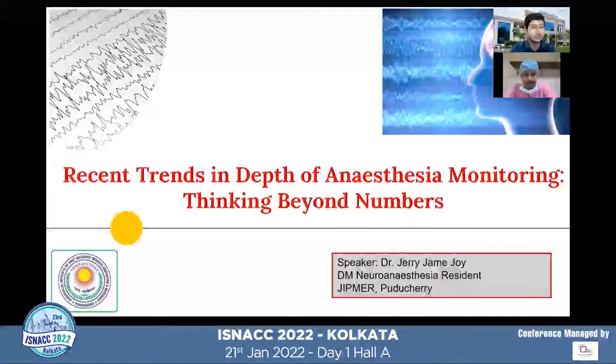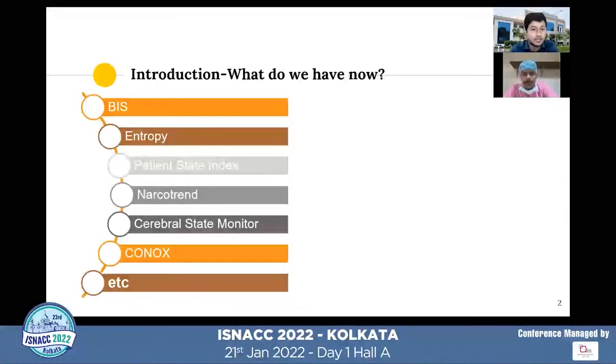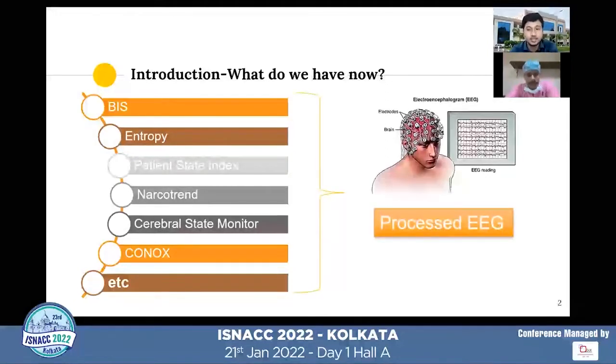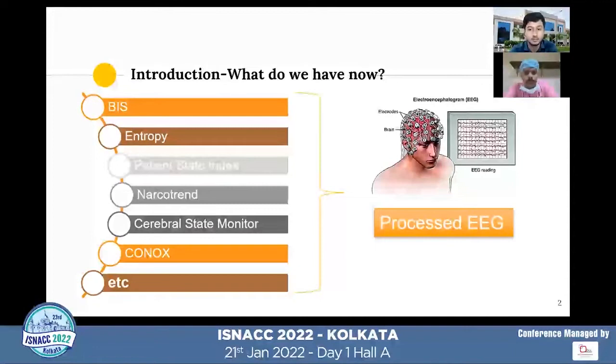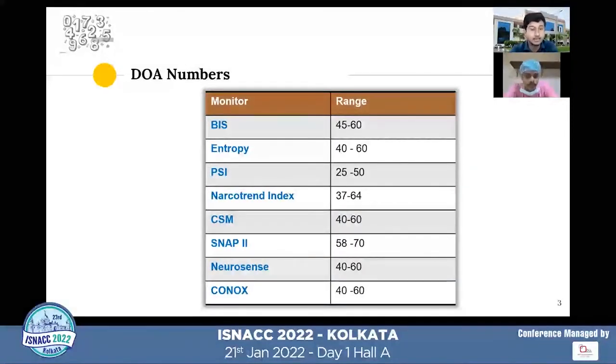So as already told, my topic for today is recent trends in depth of anesthesia monitoring, thinking beyond numbers. So when we discuss depth of anesthesia monitors, we have an n number of depth of anesthesia monitors, and most of them we are using in our daily practice. So basically, these are processed EEG monitors, which provide us with an arbitrary number or an index, which help us in guiding the depth of anesthesia.